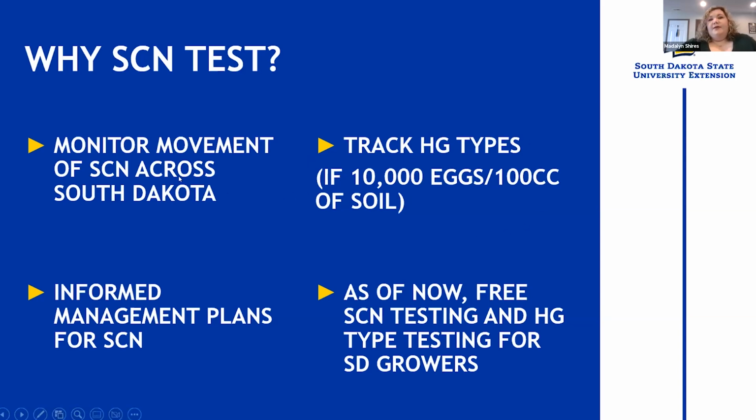So why should you be SCN testing? It helps us monitor the movement of SCN across South Dakota. It does help us track HG types, and to be able to do that, we need to have 10,000 eggs per 100 cc's of soil. And it can also help you and others make informed management plans to help manage SCN numbers.